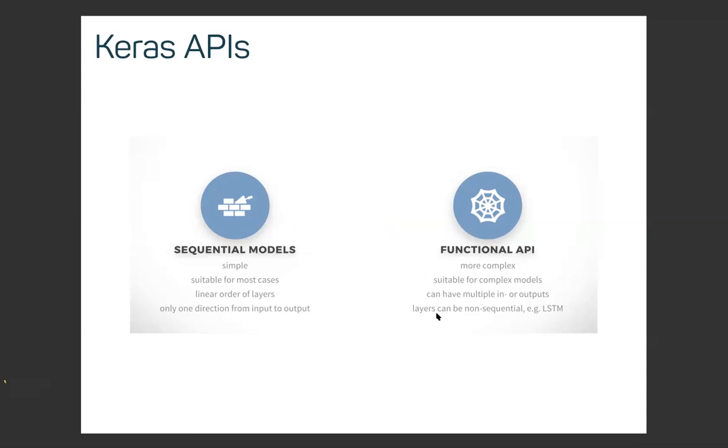If that's not complex enough, you can also use the functional API in Keras. This allows you to build more complex models, and it's usually used if you have multiple inputs or outputs. Let's say you have a model where you have images, but you also have the caption of an image. So you have image input and you have text input. Then you would have to use the functional API to build a model with multiple inputs.